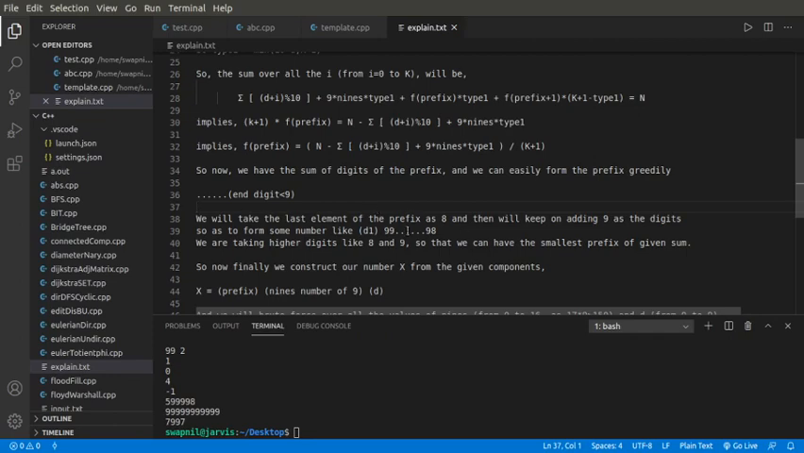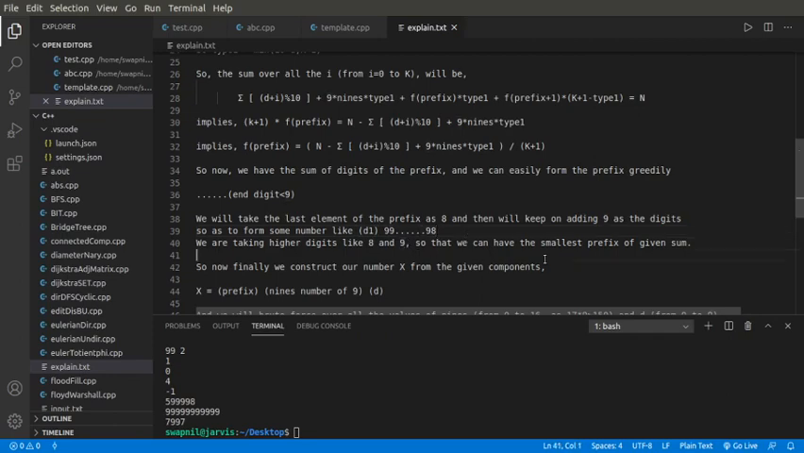So we will take the last element of the prefix as 8, and then we will keep on adding 9 as its digits, so as to form a number like this one. So far as the addition of 9 will not exceed my sum, and at the last it will be some digit d1, which is succeeded by a set of 9s, and at last we have 8.